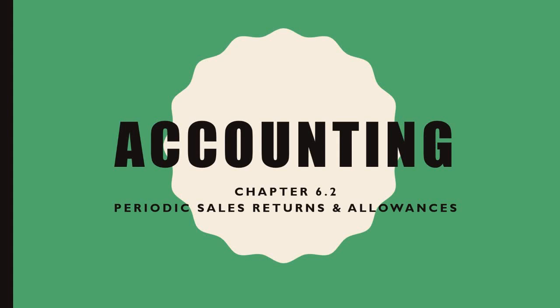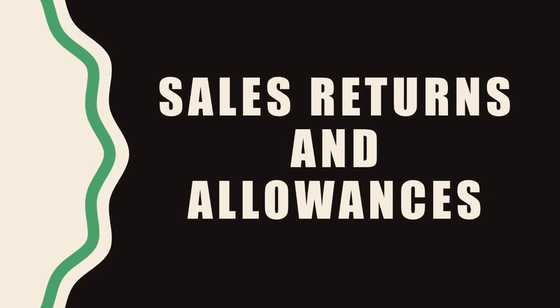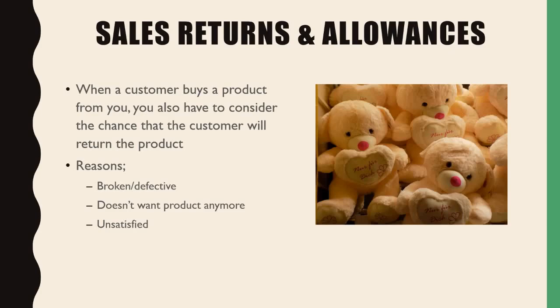All right, so now 6.2, periodic sales returns and allowances. Of course, if we sell our products to our customers, that means we are subject to sales returns and allowances. So, just like any other store out there, if you purchase something, there's always going to be some group of customers who will want to return our product, because there are many reasons why a person would return a product.